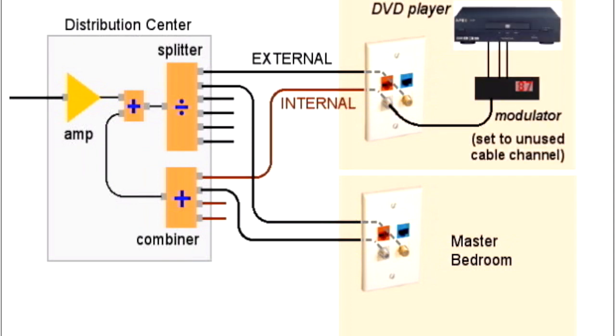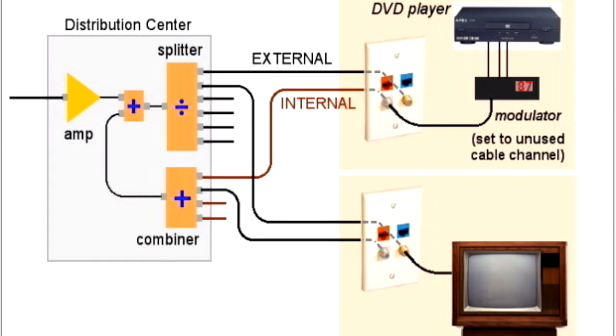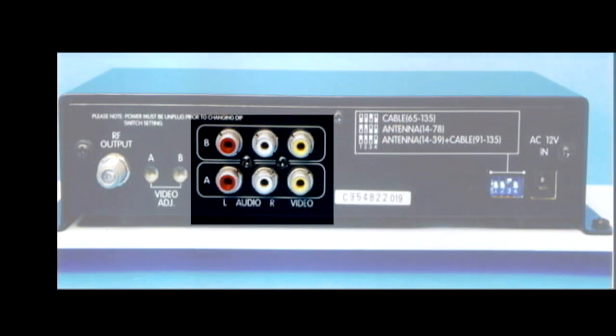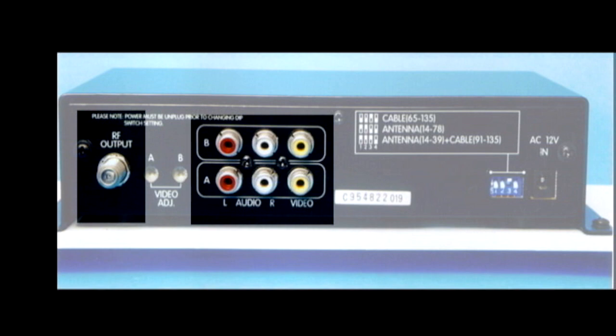The DVD player audio and video outputs connect through an RF modulator to the internal coax connector. The television is connected to the external coax connector. To view the DVD player, the TV is tuned to the channel set on the modulator. Modulators are really small television stations that broadcast a baseband audio and video source onto a cable or off-air television channel. They have baseband audio and video inputs and an F-connector RF output.